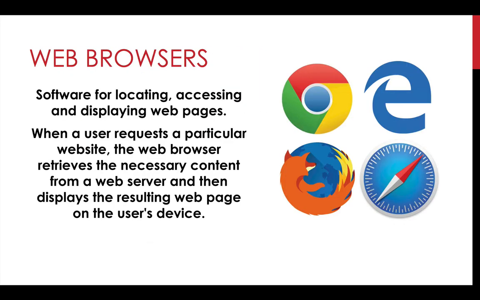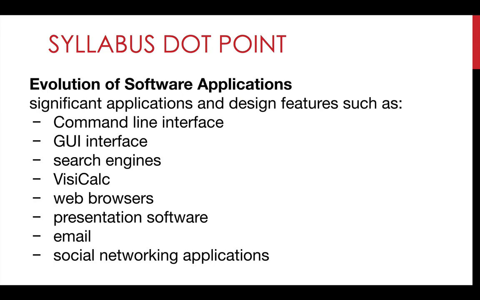So if you go back and have a look, we started off with command line interfaces. They were the first software. And then, slowly but surely, GUIs got introduced. And as GUIs became available, VisiCalc was developed, and some of the first search engines started popping up in the late 80s, early 90s through different web browsers. Presentation software started, email started, and in the last 15 years, social networking applications have arrived. So that is dot point one, the evolution of software applications.